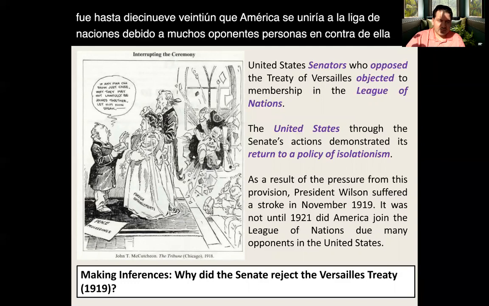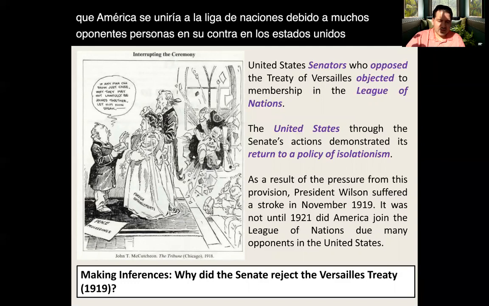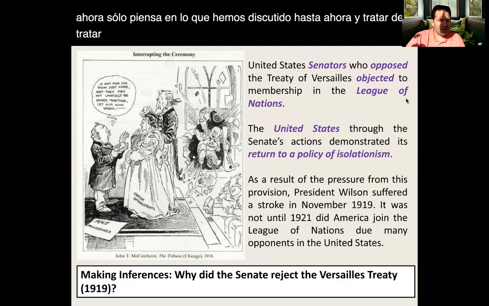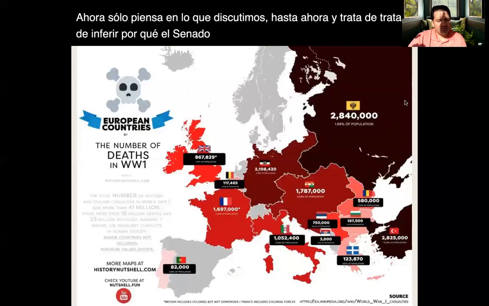Now, just think about what we've discussed so far and try to infer why the Senate might reject the Treaty of Versailles based on what you know so far.